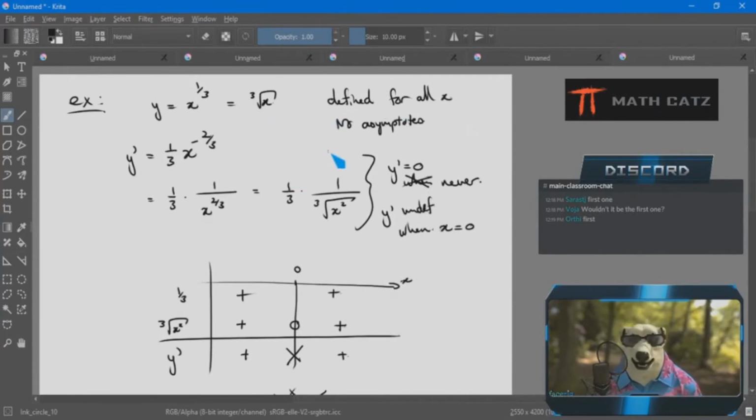What is the cube root of 0? It's 0. The original function has no problems. It has no asymptotes, it has no holes, it has nothing. It's perfect. It's actually the y-intercept is at x equal to 0.